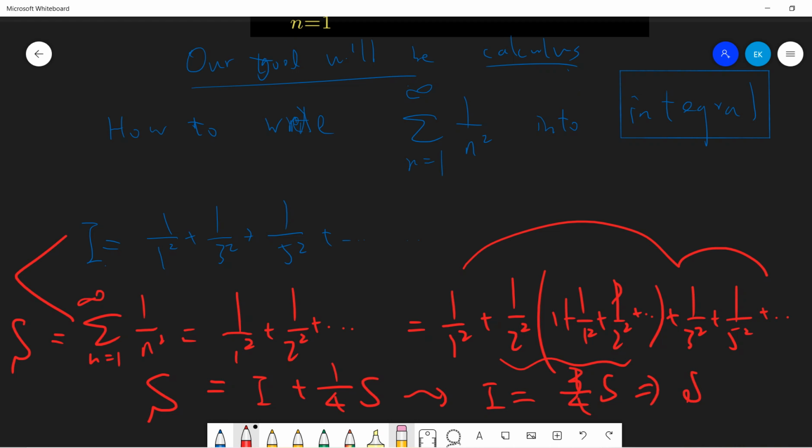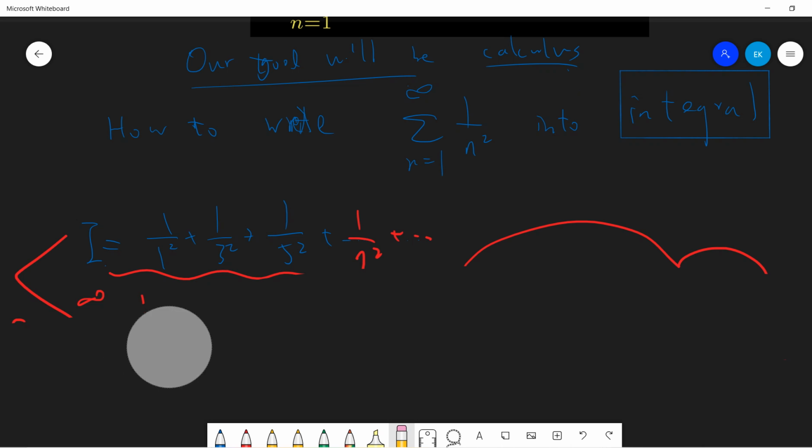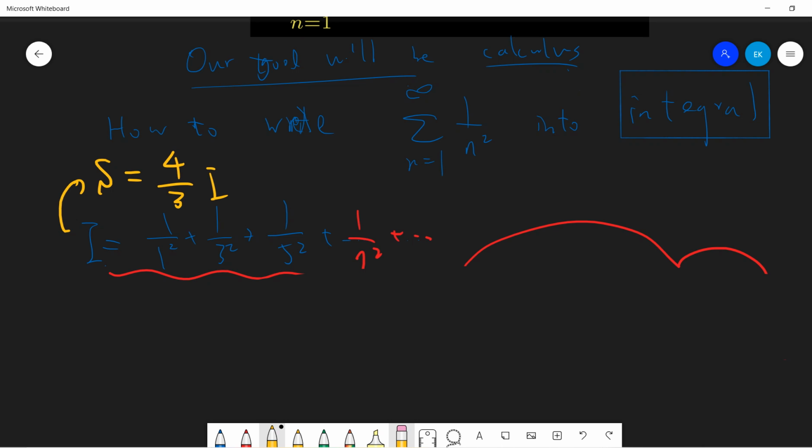So this tells you that I equals this, and our original answer S will be 4 divided by 3I. If we neglect all the even powers and get only the odd squares, then suppose we find I, we can easily find S. Let me delete this because it is easy to remember. The point is that we only need S equals 4 divided by 3I.